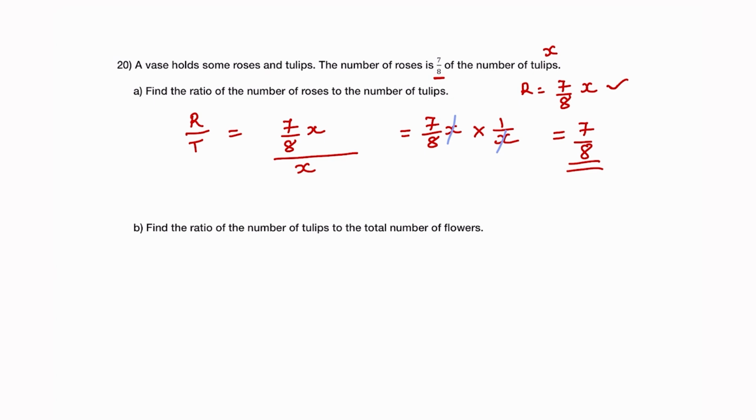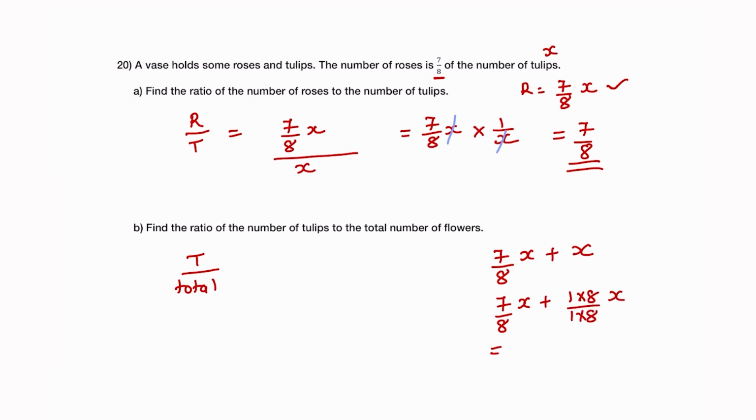Part B. Find the ratio of the number of tulips to the total number. So we need total here. Do we know the total? Let's first get the total here. So roses is 7/8 x plus tulips, which is x. Now there is no denominator here, so we got to equalize it. So we will say this is 7/8 x plus 1 times 8, 1 times 8x, right?